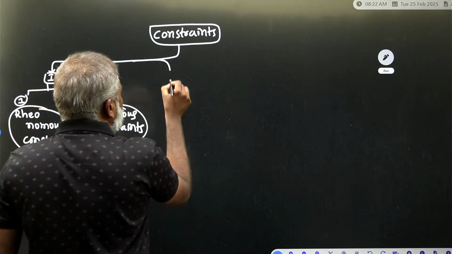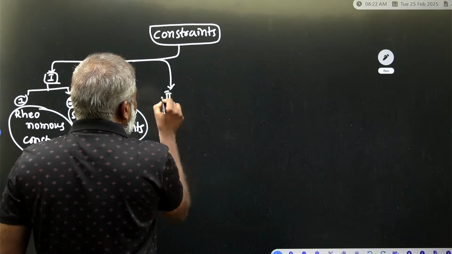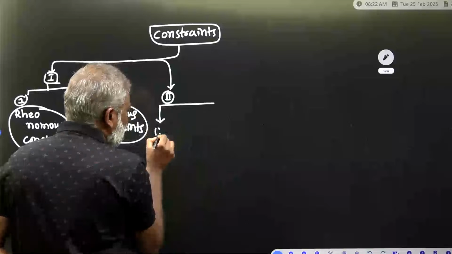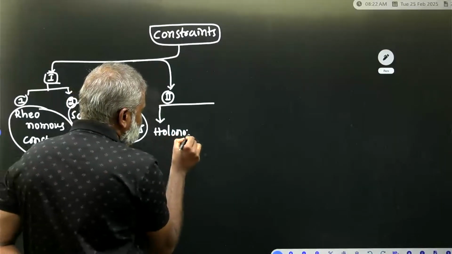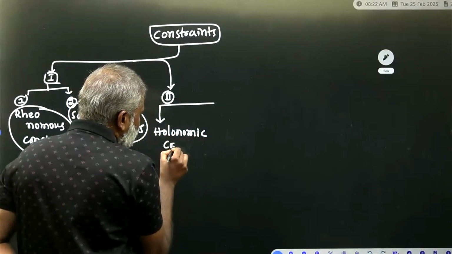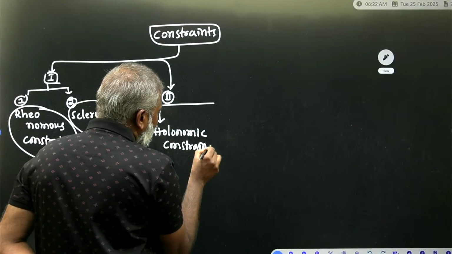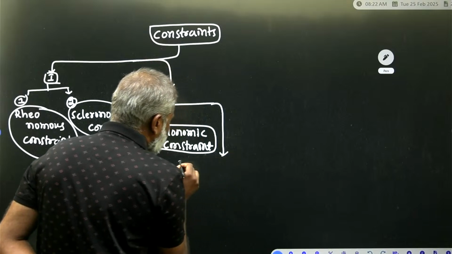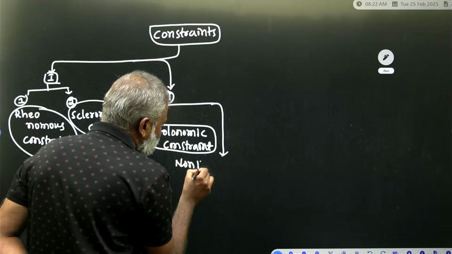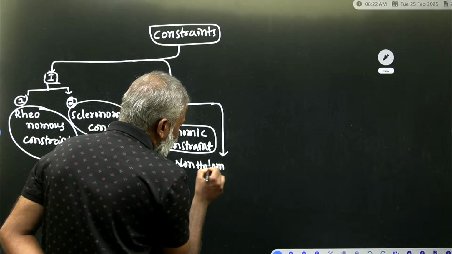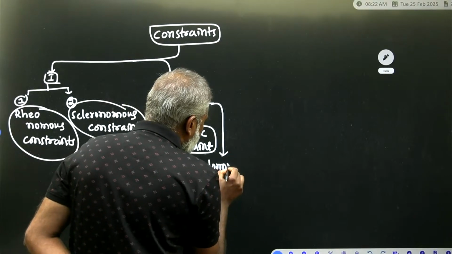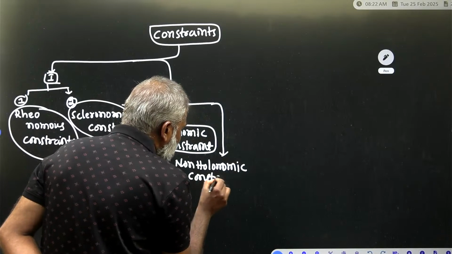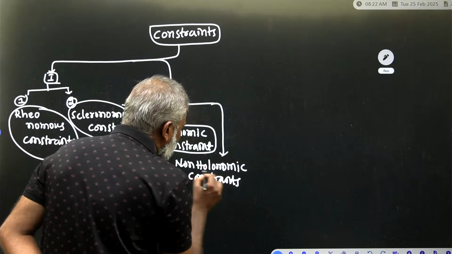Now, what is the second variety of the constraint? There is the holonomic constraint, and one more constraint in this variety: the non-holonomic constraint. Holonomic constraint and non-holonomic constraint. This is the second variety of the constraint.